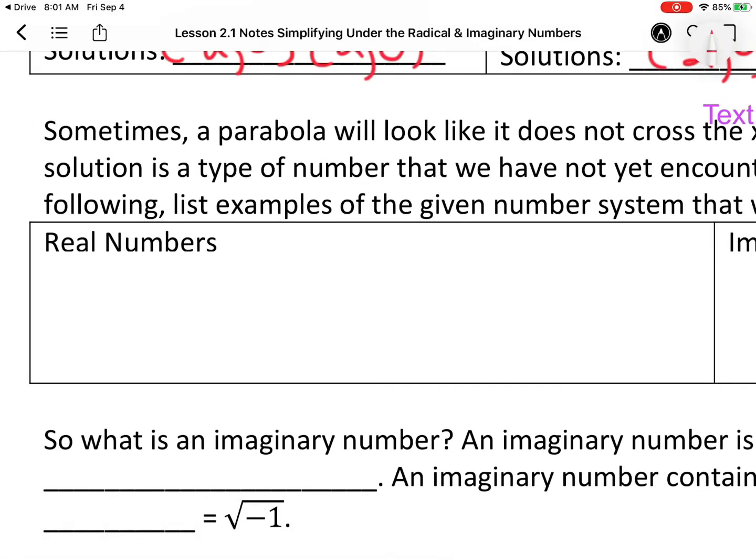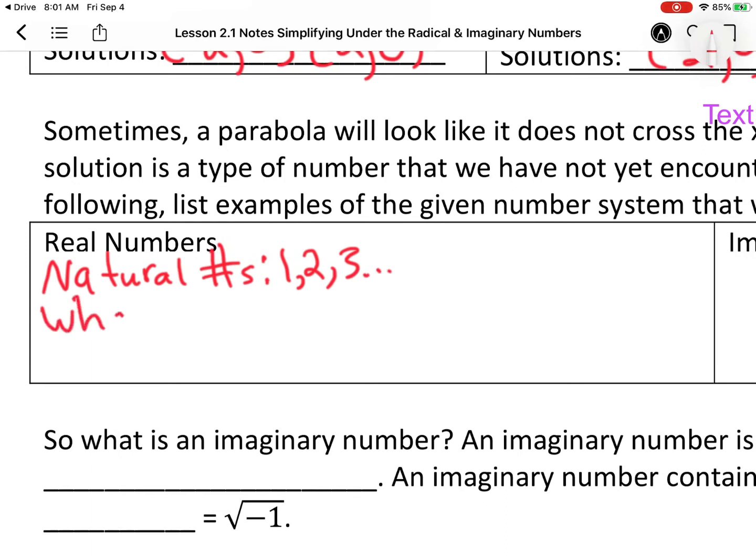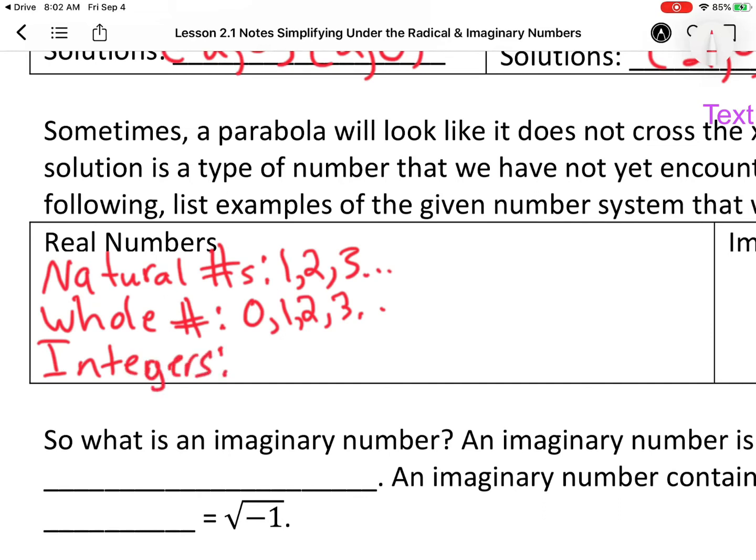So real numbers. Real numbers are the numbers that there is an end to. So let's say these are the natural numbers, which is 1, 2, 3, so on and so forth. The whole numbers, which is 0, 1, 2, 3, so on and so forth. The integers, which is negative numbers, 0, 1, 2, so on and so forth.